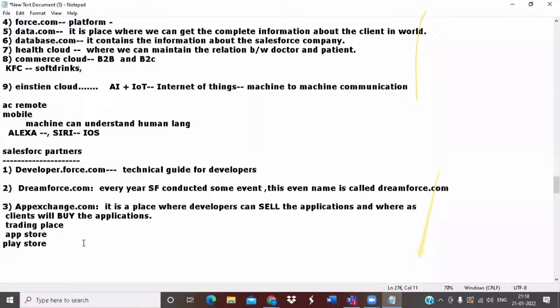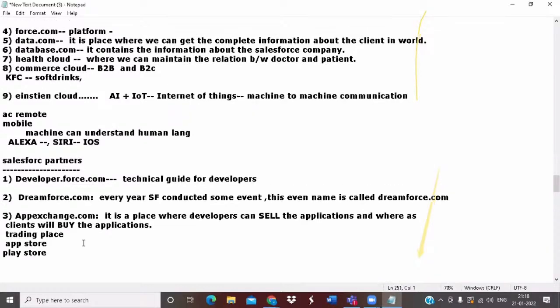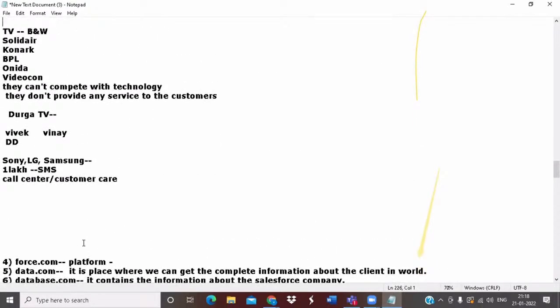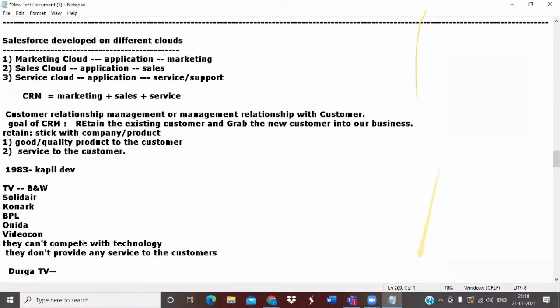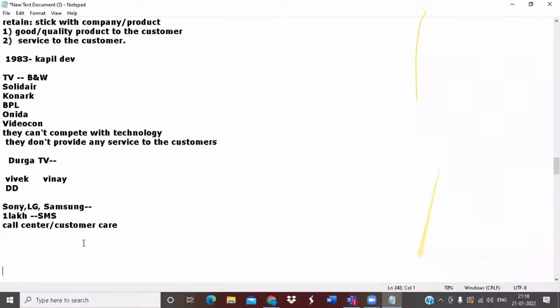I hope you understand till now. Yes or no? So for the last 1 hour, we just discussed Salesforce clouds and Salesforce partners. Clear, all of you?